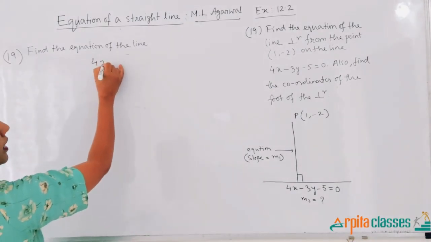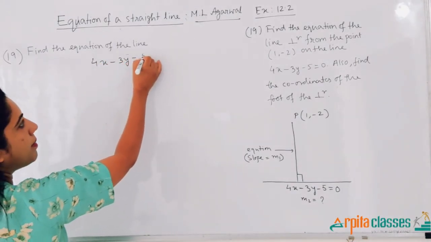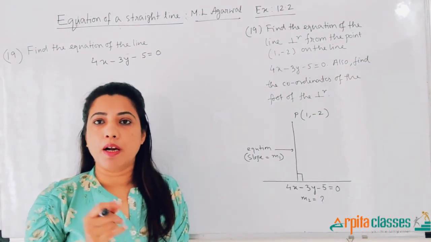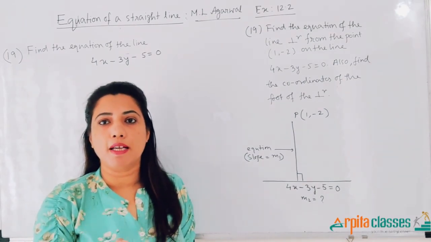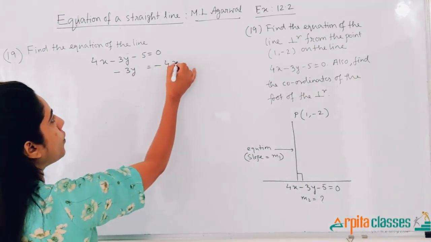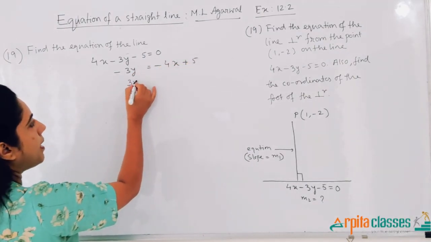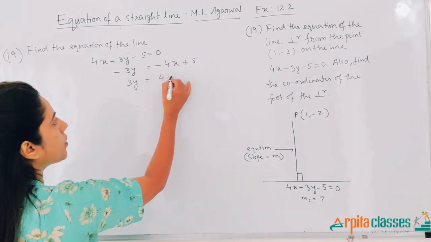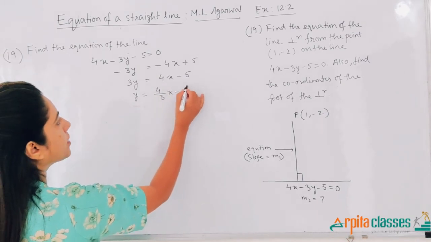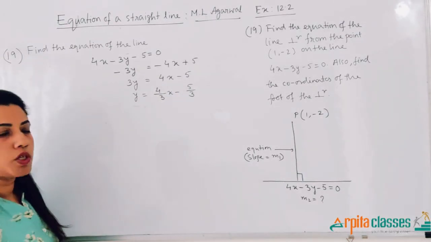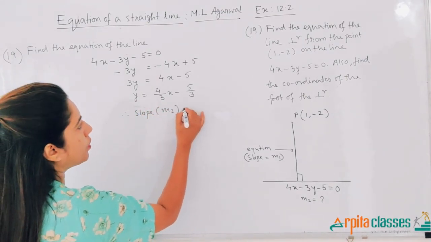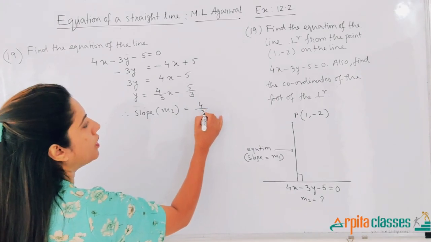First I am taking the given line, that is 4x - 3y - 5 = 0. In order to find the slope of this line, we have to convert this equation into the form y = mx + c. So -3y = -4x + 5. Let us multiply by -1. So 3y = 4x - 5, or y = (4/3)x - 5/3. Therefore the slope which we are considering as M2 is 4/3.